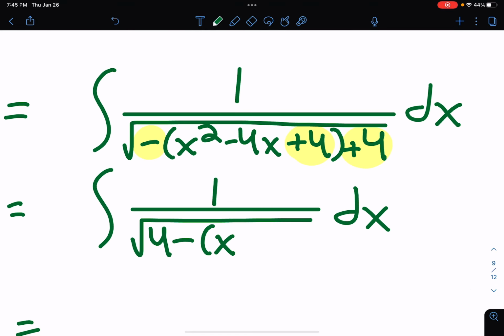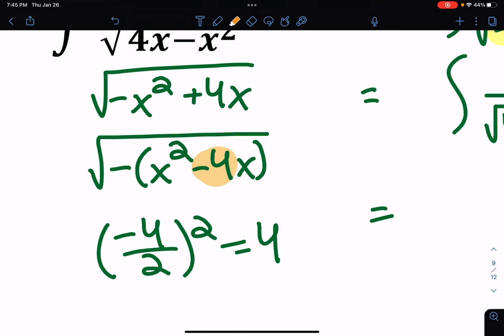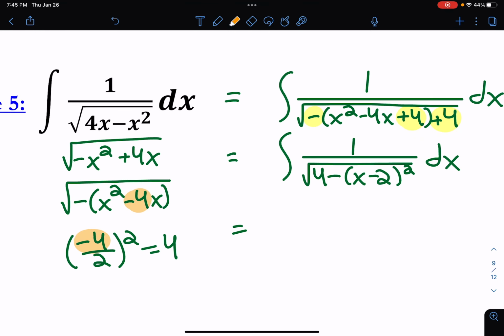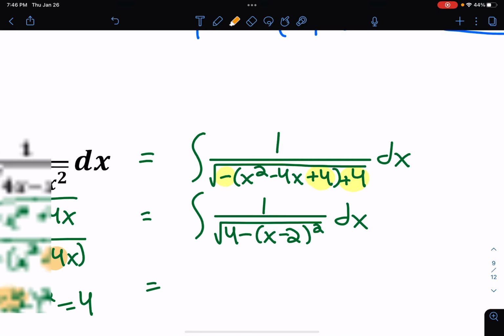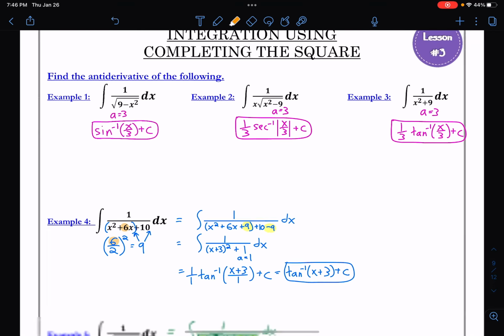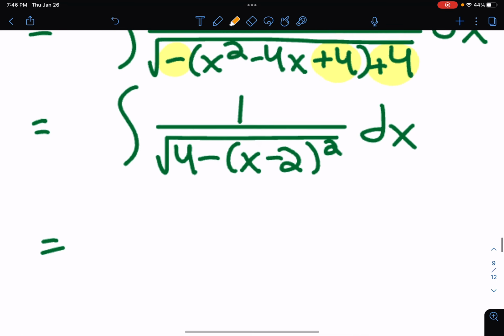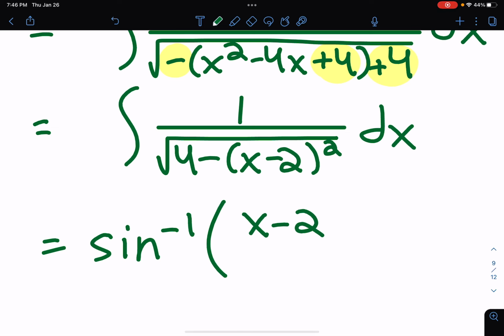That is all going to factor to x minus 2 squared, which again is what I got from doing negative 4 divided by 2. That's always where you get that number. I mean, you could also just factor. You guys know how to factor, okay? And so now, what does this look like? This looks like the form of example 1. This looks like sine inverse. And so this antiderivative is going to be, this one does not have a 1 over a in front. It is just sine inverse or arcsine of x minus 2 over a, which is just 2, plus c.